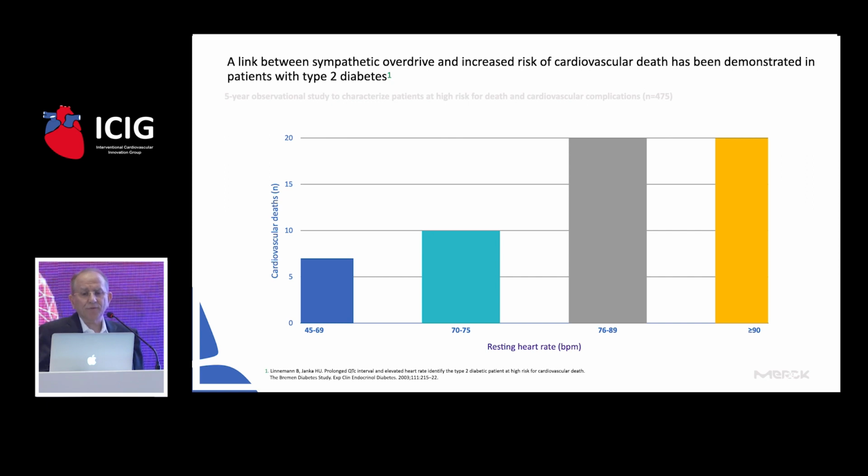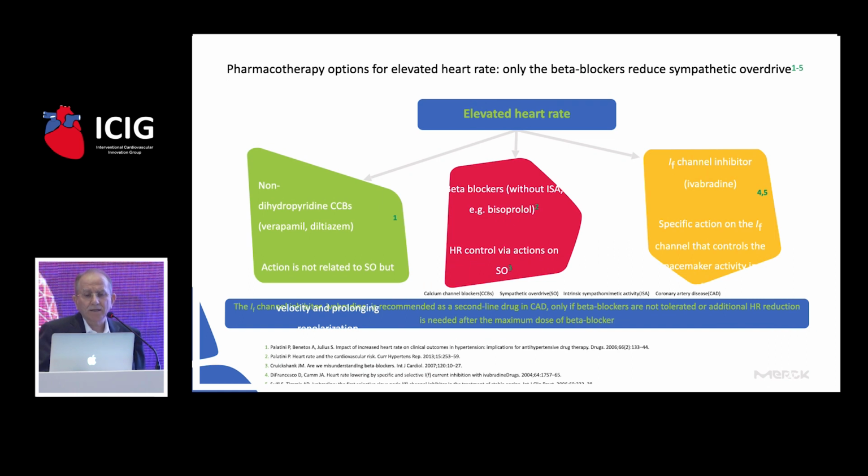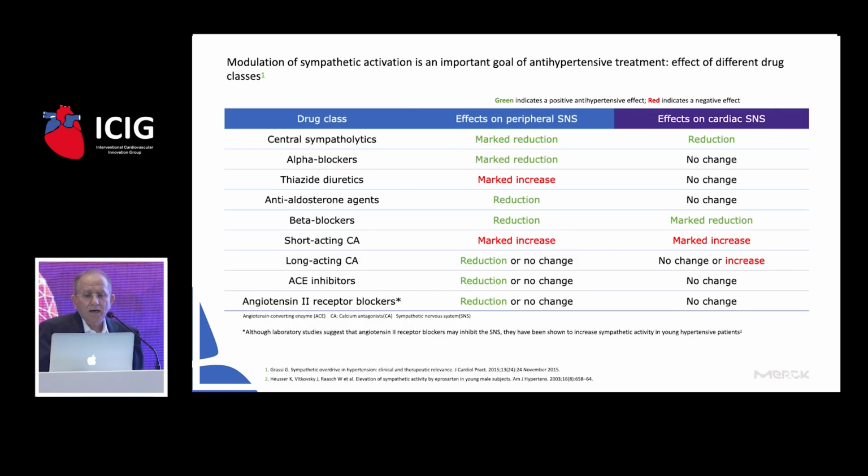Pharmacotherapy in the management of elevated heart rate, options include blocking the beta receptor, especially with beta blockers without intrinsic sympathomimetic activity. These agents have a direct effect on the beta receptor, a direct effect on the sympathetic overactivation.